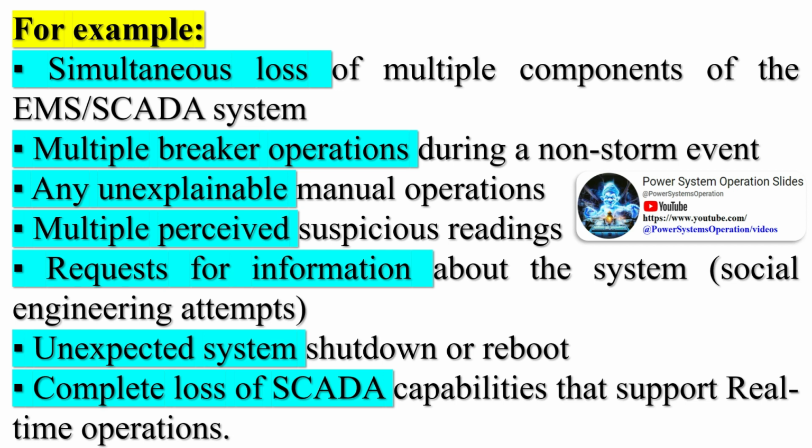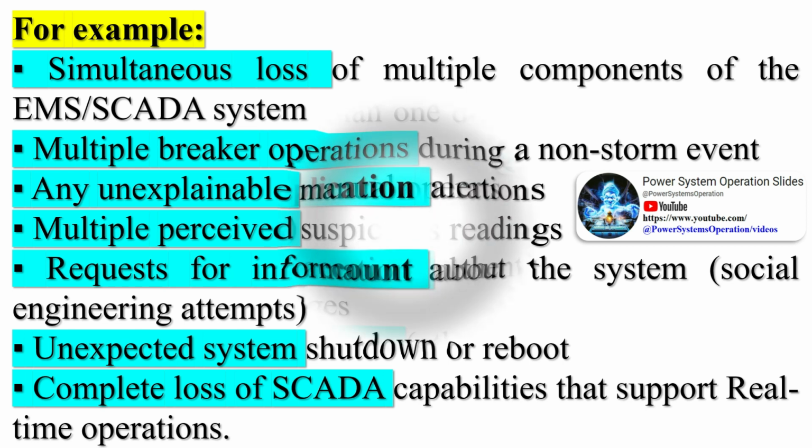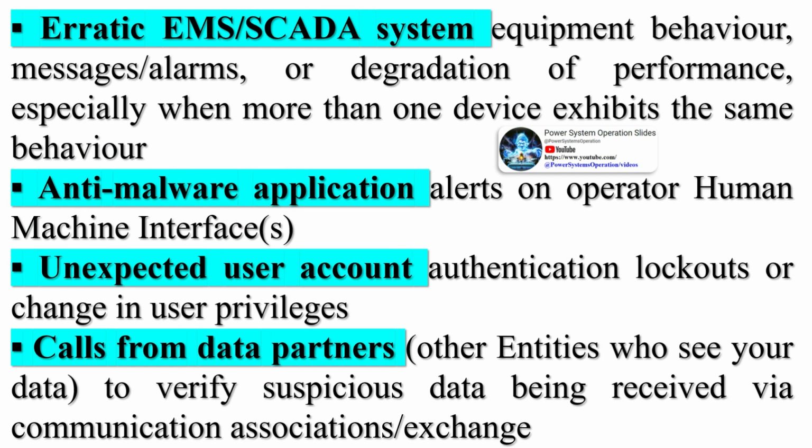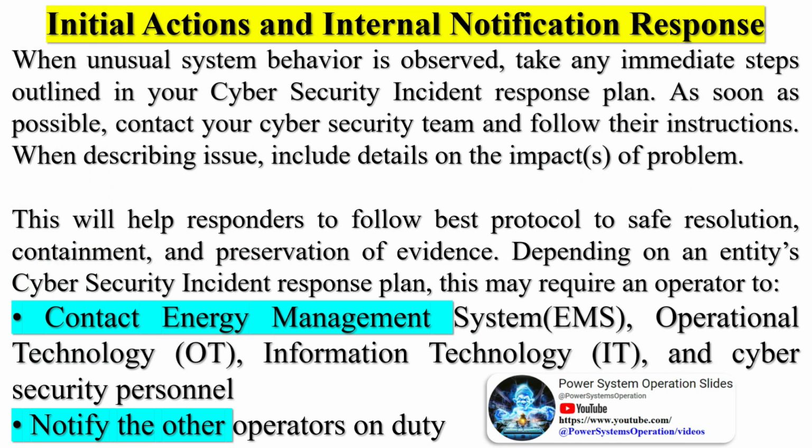Requests for information about the system, social engineering attempts. Unexpected system shutdown or reboot. Complete loss of SCADA capabilities that support real-time operations. Erratic EMS, SCADA system equipment behavior. Messages, alarms, or degradation of performance, especially when more than one device exhibits the same behavior. Anti-malware application alerts on operator human-machine interfaces. Unexpected user account authentication lockouts or change in user privileges. Calls from data partners, other entities who see your data, to verify suspicious data being received via communication associations, exchange.